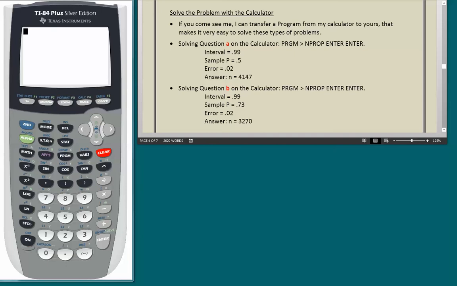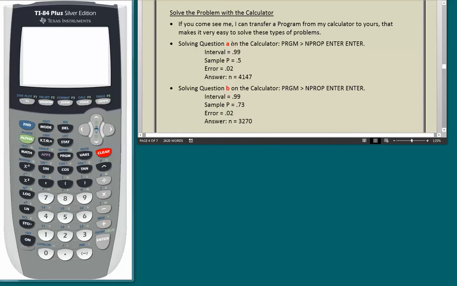So the only way you can solve this using the calculator is if you come and see me. I can transfer a program from my calculator to yours, and that program makes it very easy to solve these types of problems. Unfortunately, this calculator over here doesn't have those programs, so I'm just going to have to tell you, once you have the program, how it works.